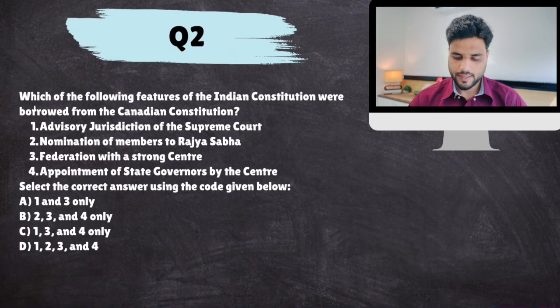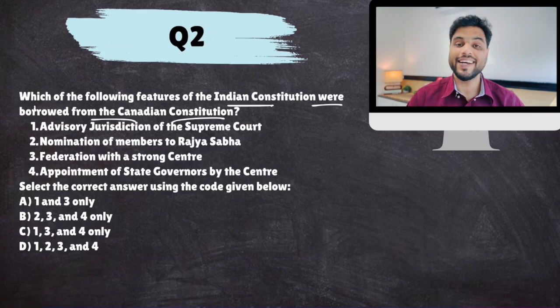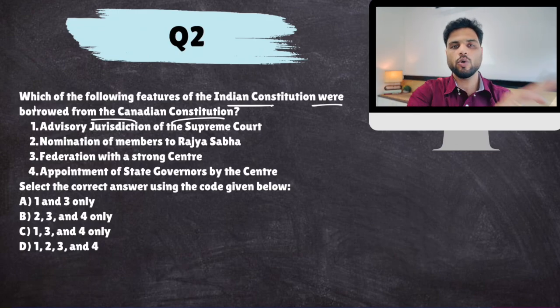Next. Which of the following features of Indian constitution were borrowed from Canadian constitution? So remember, when India was making its own constitution, many constitutions were already enacted. So we had the good luck of looking at the working of these constitutions, and we could basically borrow good features and ignore the bad features.